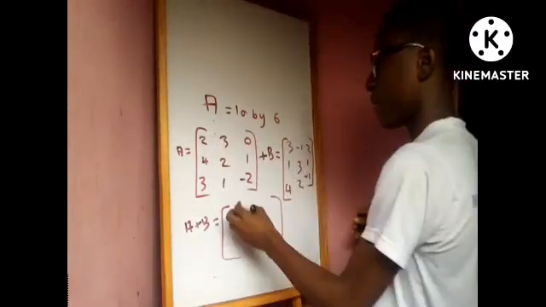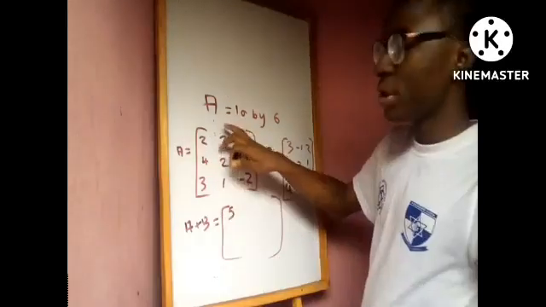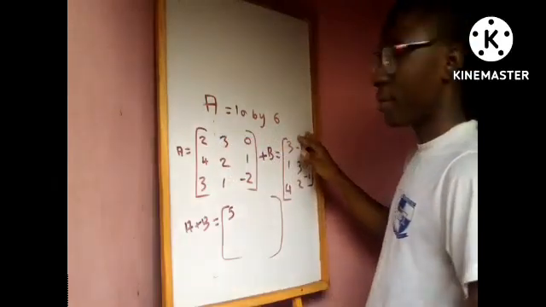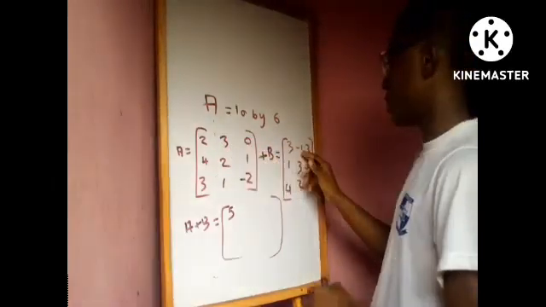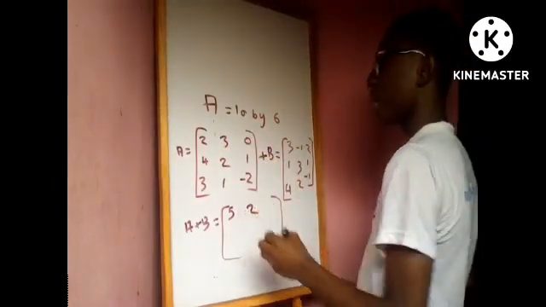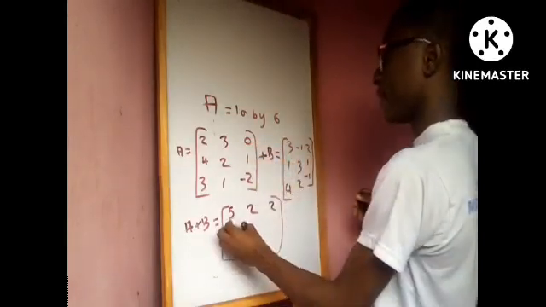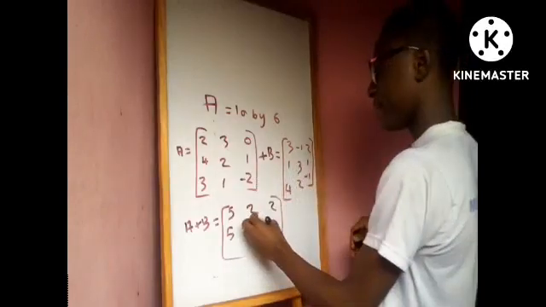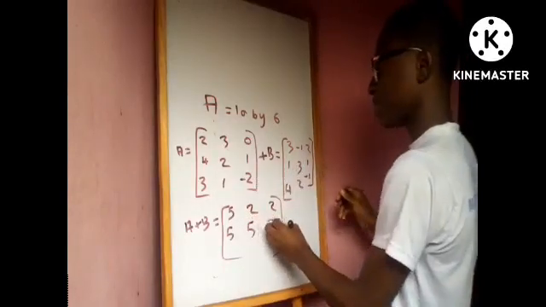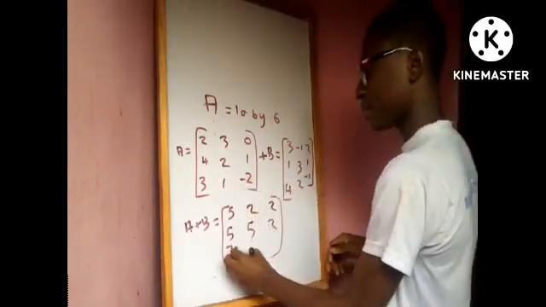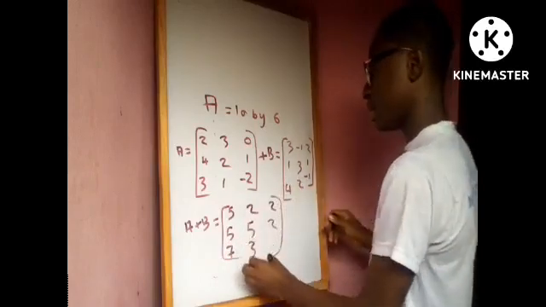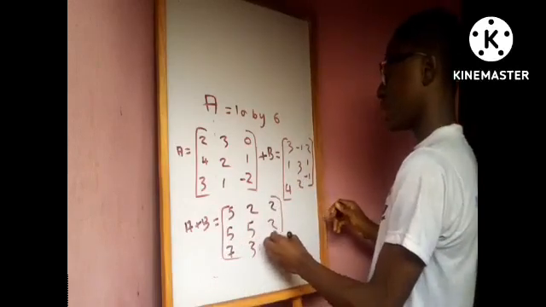That will be 2 plus 3, that will be 5. The element on the first row second column will be added to the element on the first row second column here. That's 3 plus minus 1, that's 2. And so on and so forth. 0 plus 2 is 2. 4 plus 1 is 5. 2 plus 3 is 5. 1 plus 1 is 2. 3 plus 4 is 7. 1 plus 2 is 3. Minus 2 plus minus 1 is minus 3.